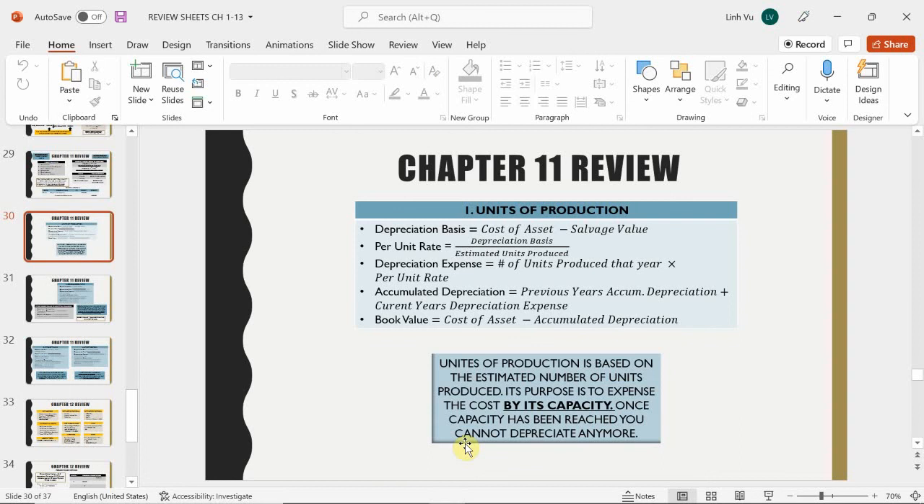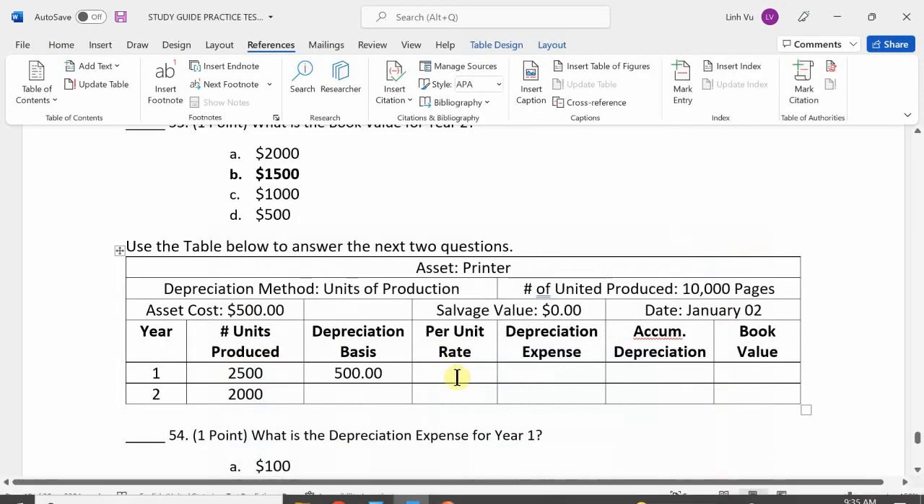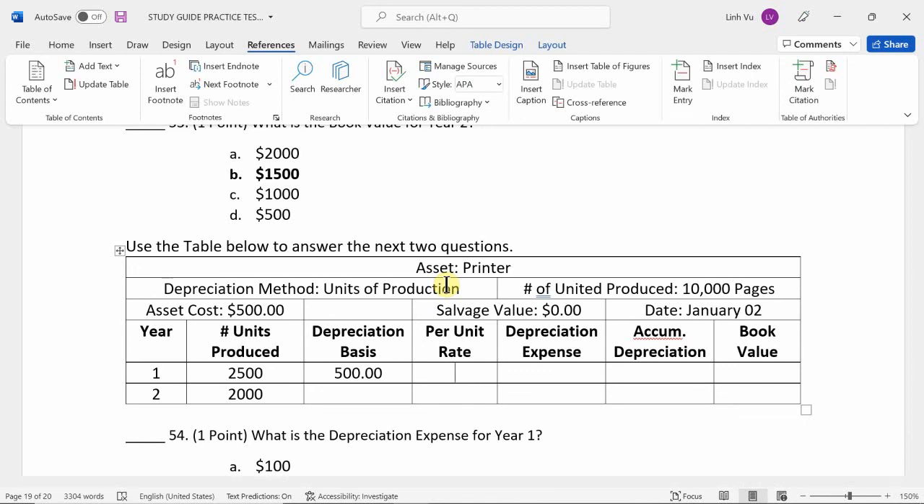What's my per unit rate going to be? So, depreciation basis over estimated units produced. Okay. So it'd be 500 divided by, where is it? 10,000. Good. Correct. You want the entire capacity of how much this product can produce.